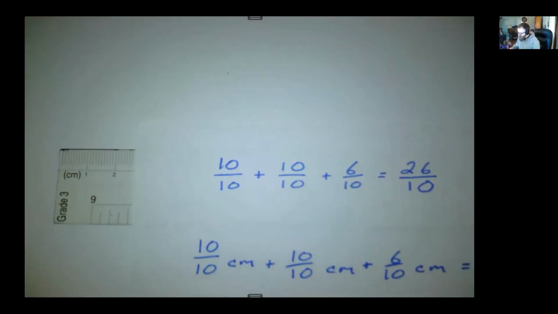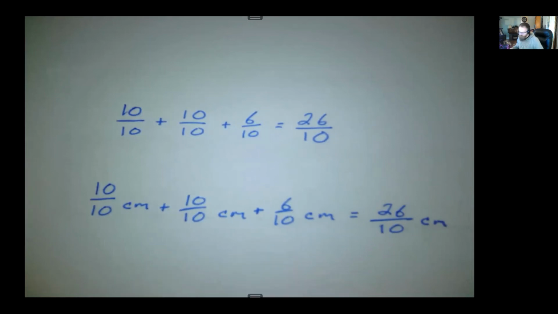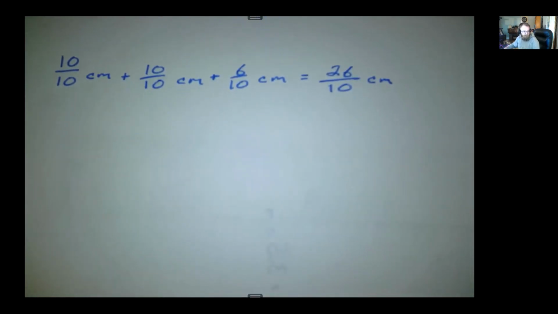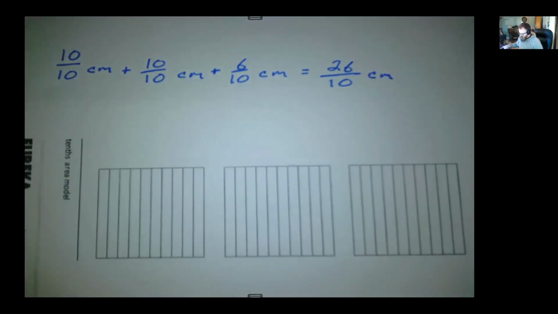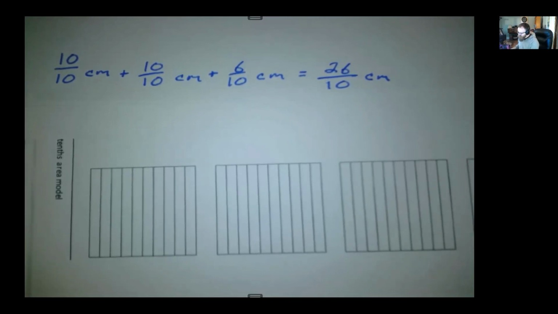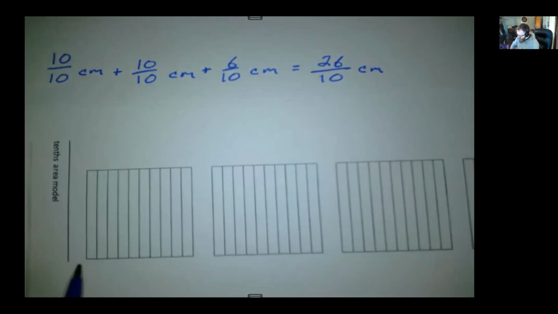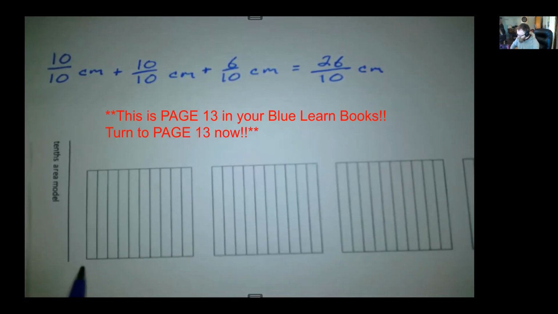Okay, 10 tenths plus 10 tenths plus 6 tenths equals 26 tenths. Let's show that same value with a tens chart. 1/10 area model. 10 tenths of a centimeter plus 10 tenths of a centimeter. How do you shade 10 tenths? Carefully shade all 10 columns in your model.